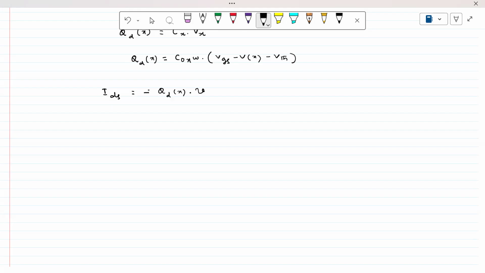Velocity of the electron. How do we define the velocity of the electron? The velocity of the electron v is equal to minus mu n into dV of X. See, what is the fundamental equation for the velocity of the electron? Mu into E actually. We have to keep the minus because it's the electron. Velocity of the electron is mu into E.